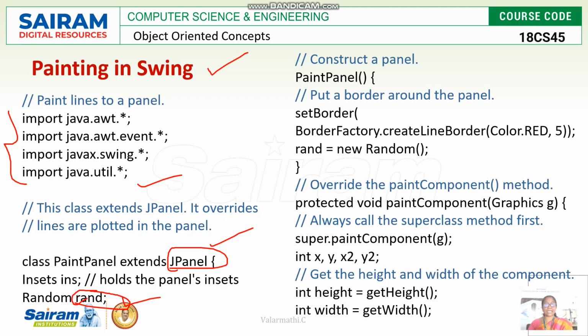Like that, the random numbers object is used. Here Random is a class, rand is the object of the class. Then this PaintPanel is the constructor. Here the class name is PaintPanel. So in the constructor what we need to do is set border. Border is set. As I already told, there are some layouts defined in Java Swing.